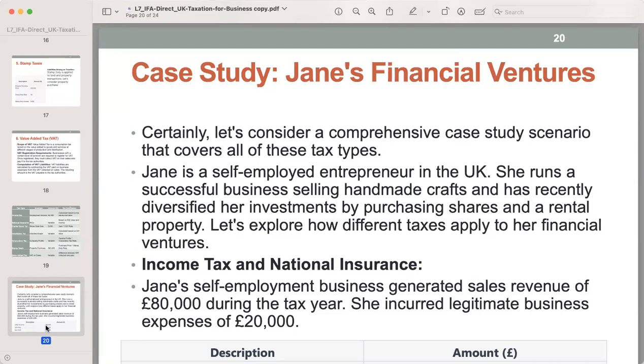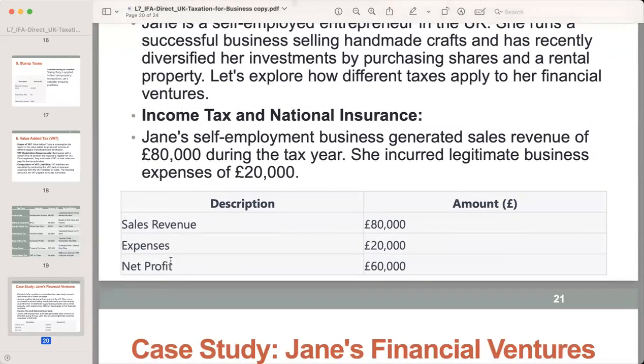Income tax and National Insurance. Jane's self-employment business generated sales revenue of 80,000 pounds during the tax year. She incurred legitimate business expenses of 20,000 pounds. Sales revenue 80,000 pounds, expenses 20,000 pounds, net profit will be 60,000 pounds. So sales revenue minus expenses is equal to net profit.